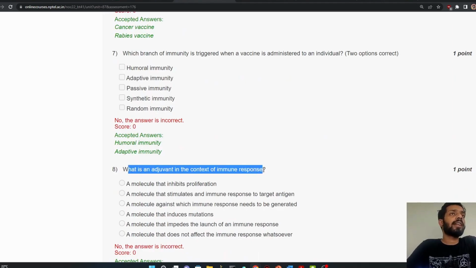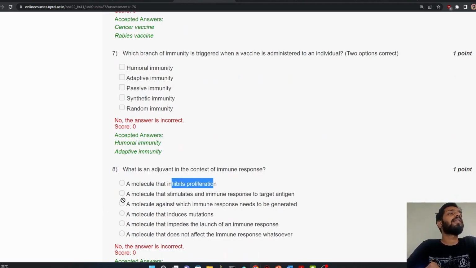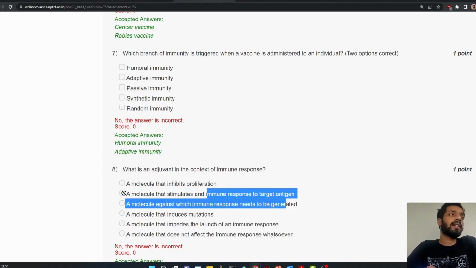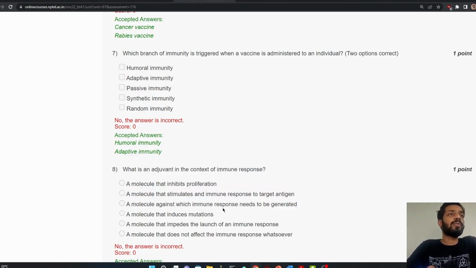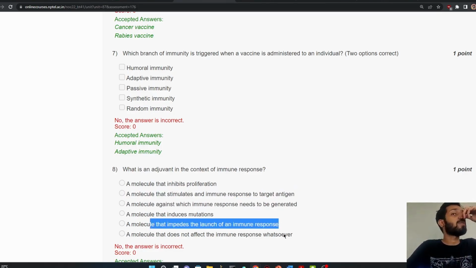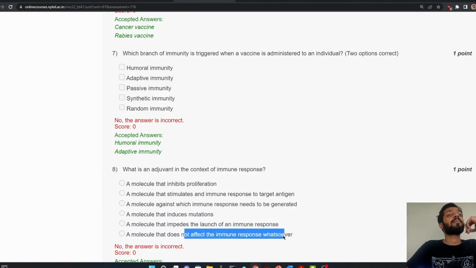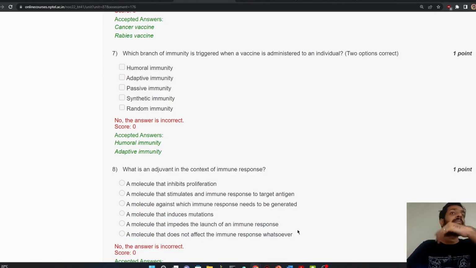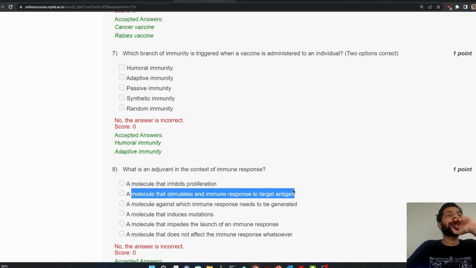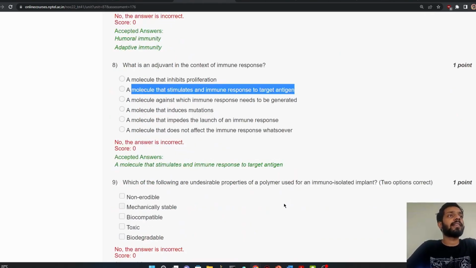What is an adjuvant in the context of immune response? A molecule that inhibits proliferation, a molecule that stimulates an immune response to the target, a molecule against which immune response needs to be generated, a molecule that induces mutations, a molecule that impedes the launch of an immune response, a molecule that does not affect immune response whatsoever. Option B, sir. A molecule that stimulates an immune response to an antigen, right?